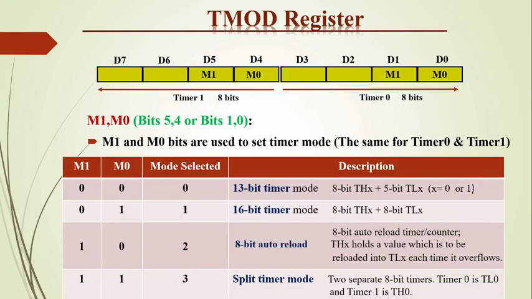So here are the modes for the bits M1 and M0 of timer 1 and timer 0. If they are 00, mode 0 is selected, that is a 13-bit timer mode. If they are 01, mode 1 is selected, that means 16-bit timer mode is selected. If these bits are 1 and 0, mode 2 is selected, the 8-bit auto reload mode. If both bits are equal to 1, mode 3 is selected, that is the split timer mode. In this video we are going to select the timer in mode 1.